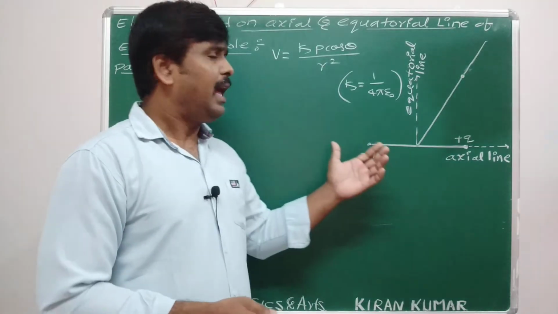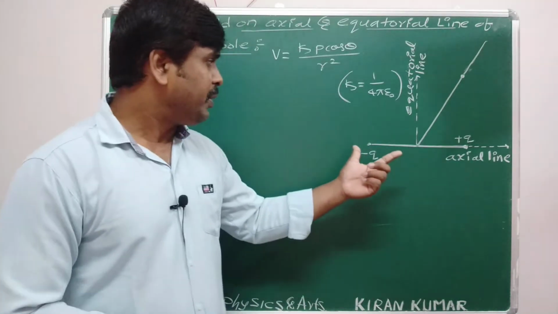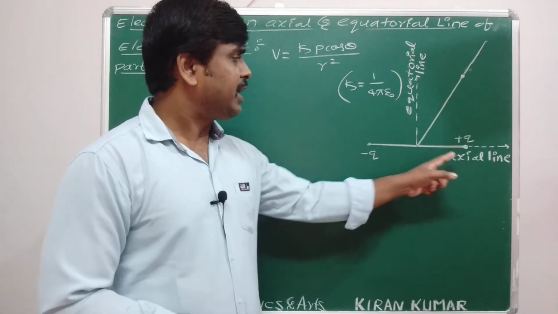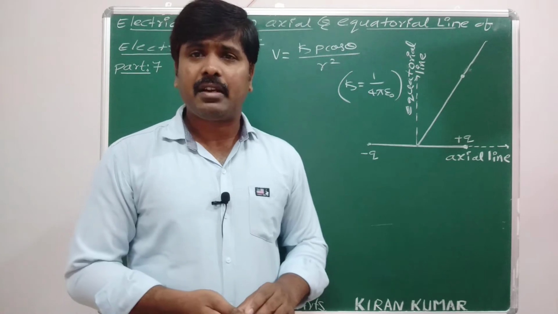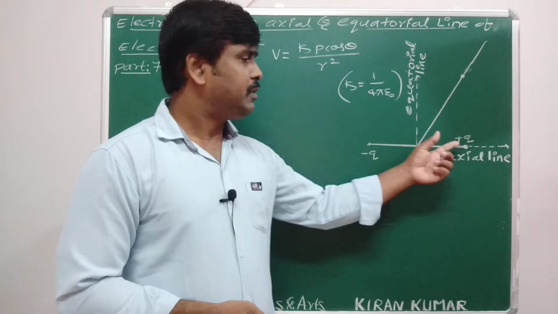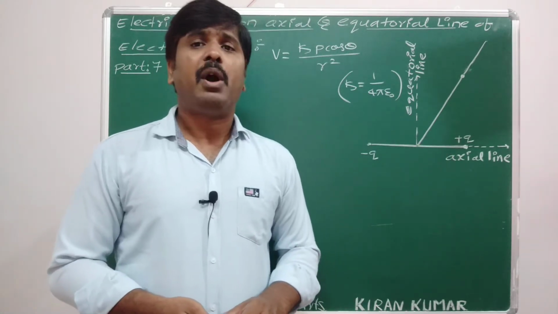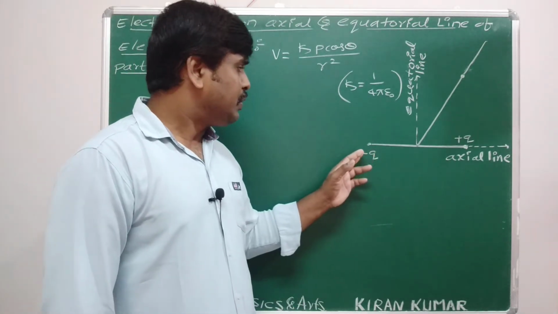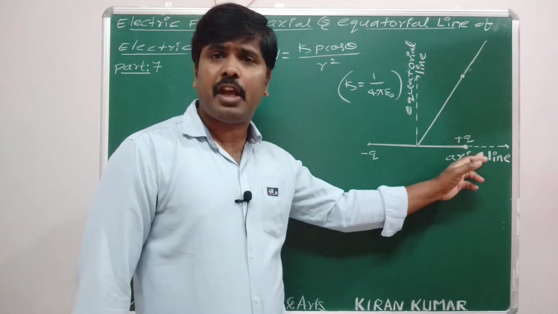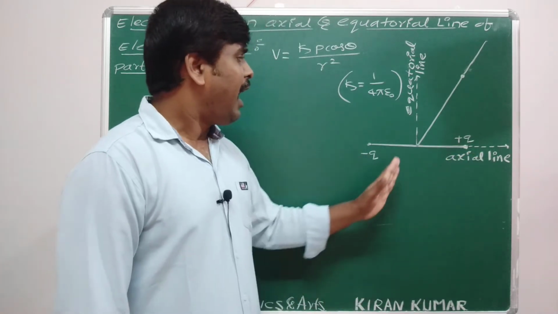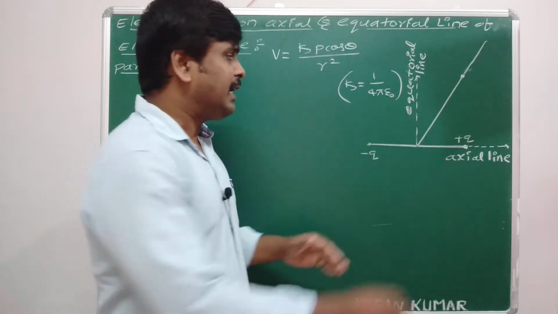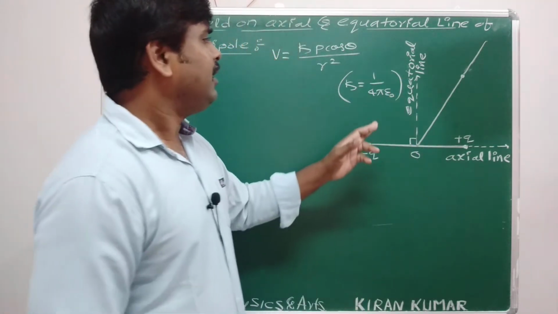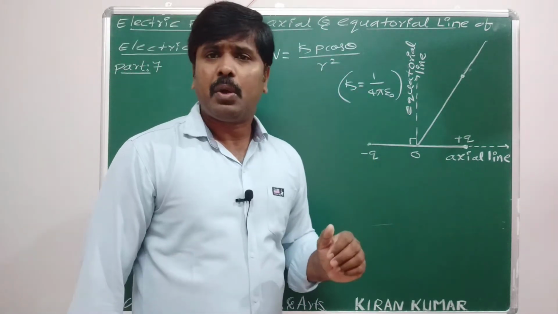So what is an electric dipole? A system of two equal and unlike charges separated by a small distance is called an electric dipole. Here the negative charge and positive charge are separated by a small distance 2a. The axial line is the line joining the two charges of the electric dipole, and the line passing through the center of the dipole and perpendicular to the axial line is called the equatorial line.